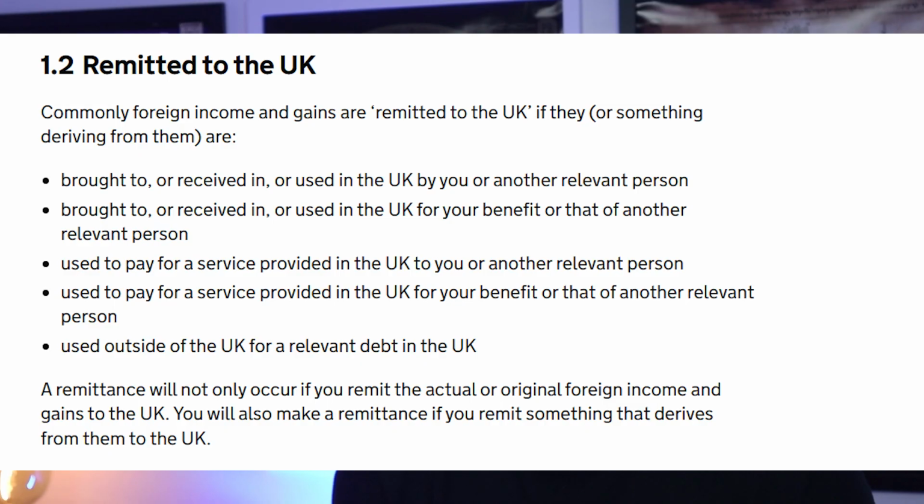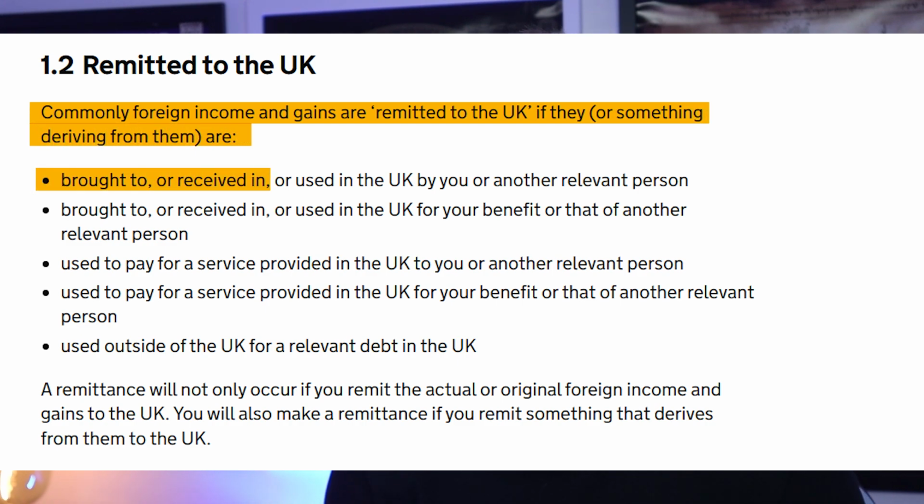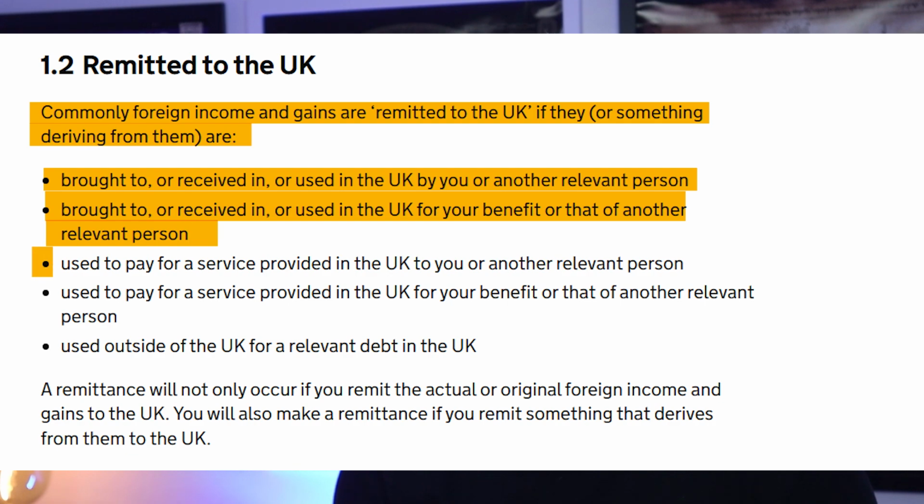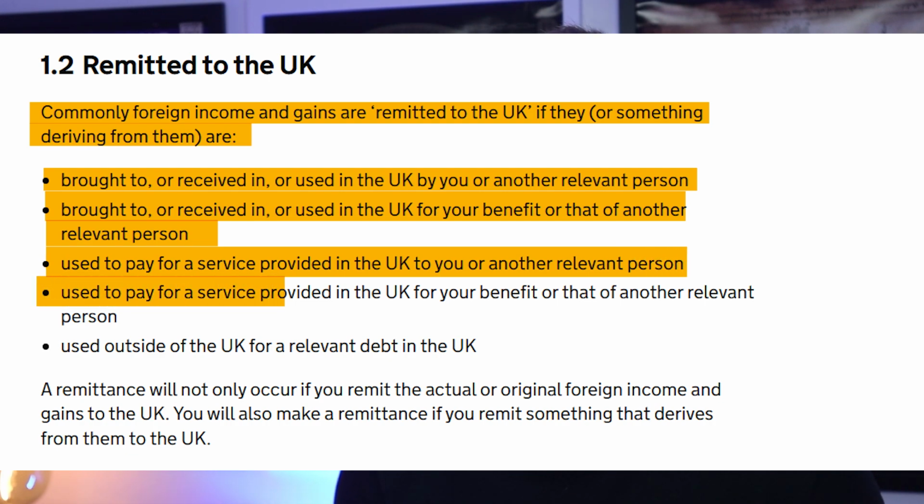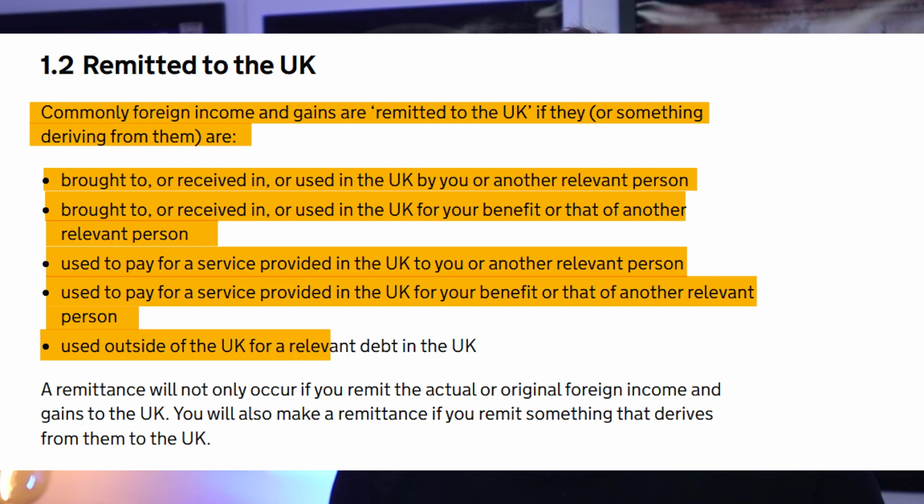They say, commonly, foreign income and gains are remitted to the UK if they, or something deriving from them, are brought to or received in or used in the UK by you or another relevant person, brought to, received in or used in the UK for your benefit or that of another relevant person, used to pay for a service provided in the UK to you or another relevant person, used to pay for a service provided in the UK for your benefit or that of another relevant person, used outside of the UK for a relevant UK debt.